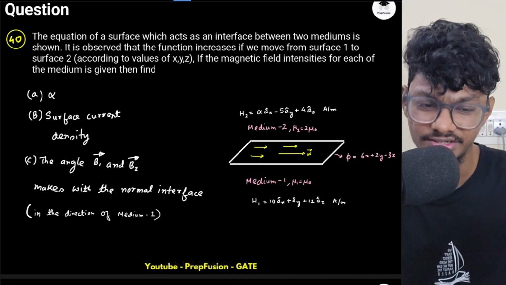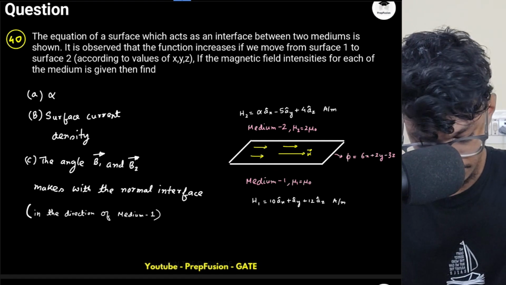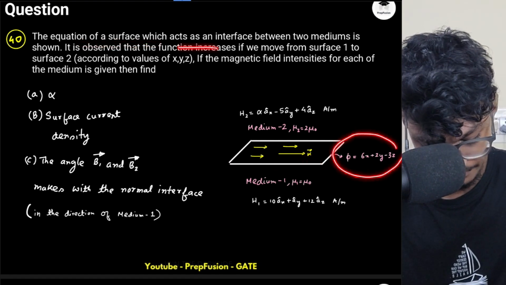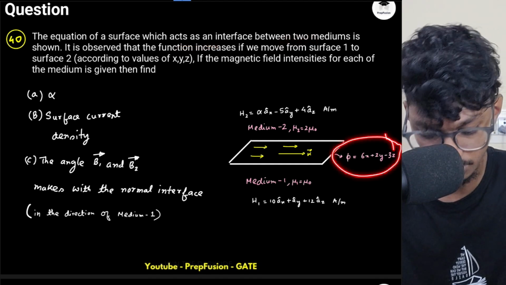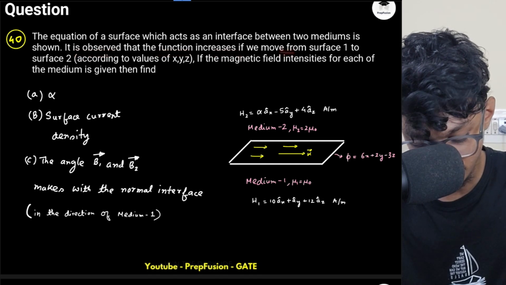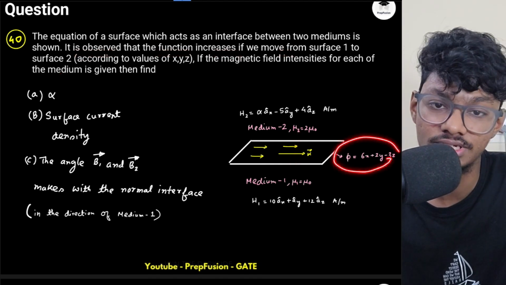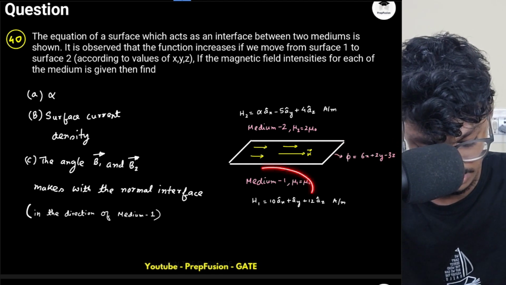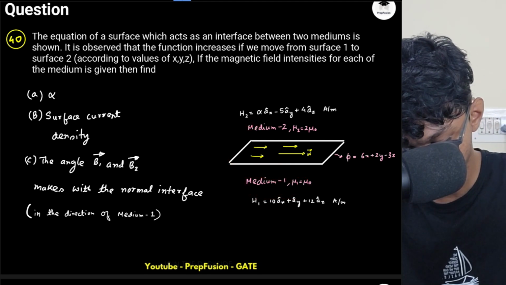This question is also very interesting. So we have been given a surface, and the surface current density is also K, and the equation of the interface between the two mediums is shown. It is observed that the function increases if we move from medium 1 to medium 2. So this function actually increases its value when we move from medium 1 to medium 2.